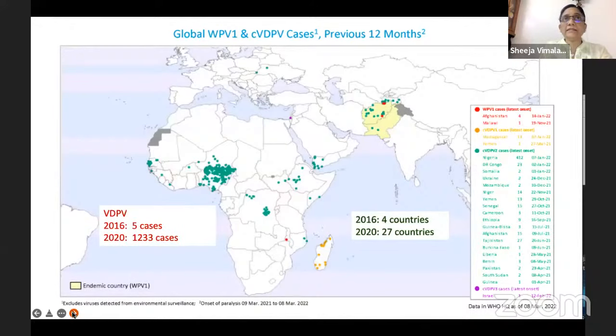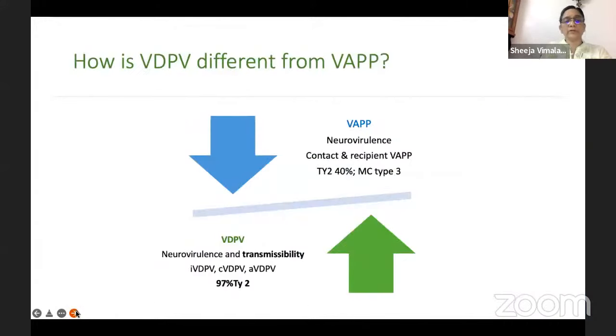And VDPV cases have increased from 5 to 1,233. So that is an important take-home message to understand: when we withdrew the OPV, and when we give just a single dose of IPV, we are not achieving the target. And now the VDPV, predominantly type 2, but you can see both type 1 and type 3 are also being reported. So what exactly is VDPV?